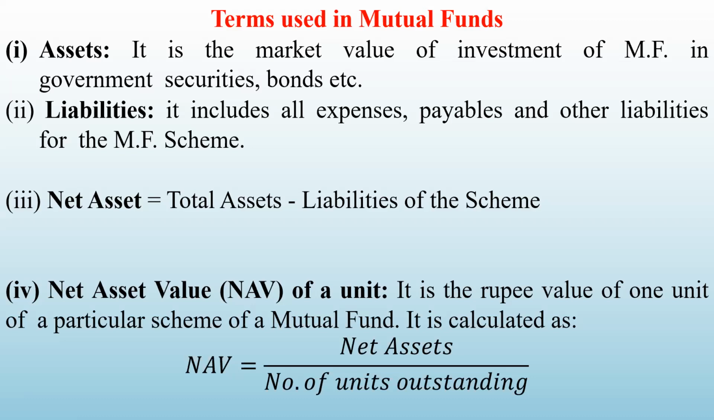Liabilities means whatever are the expenses. From the asset, if you subtract the liabilities, what remains is the net asset. If you have to find out the net asset value of a unit, then you divide the net asset by the number of units outstanding. So that will give you the NAV of one unit of a mutual fund. If you compare it with shares, it is like a market price of a share. So in terms of shares, we call it a market price, and in mutual fund, we call it a net asset value.